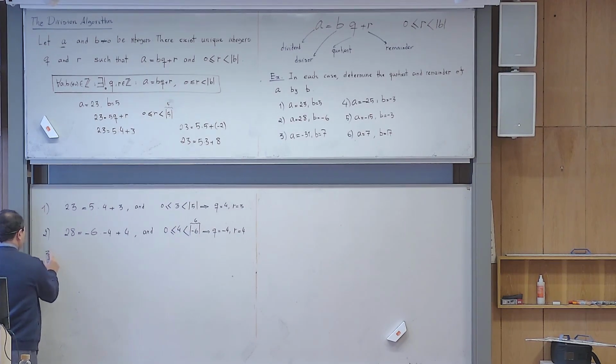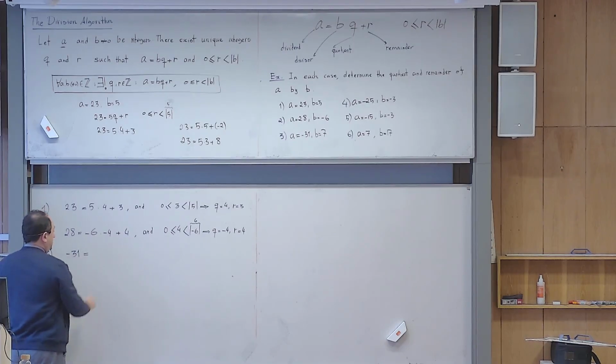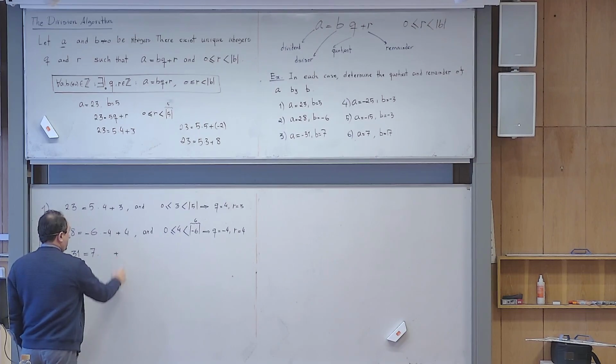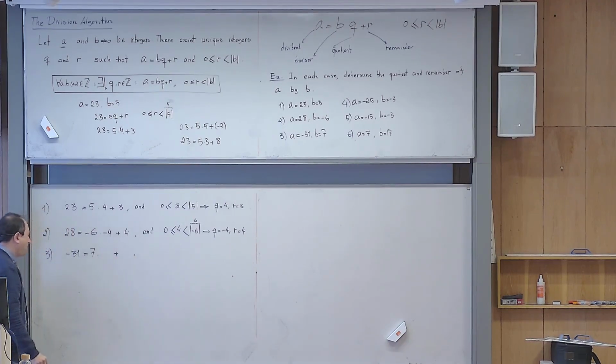So number 3, A is minus 31, B is 7, so I need to fill it up. Something here, so it works and it respects the condition. Could you find that? So did you say the remainder can never be negative? No. The remainder is R, and as you see, that's the condition.